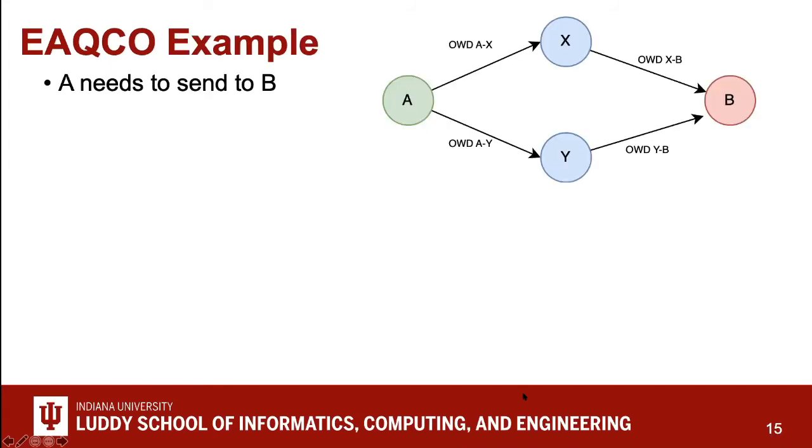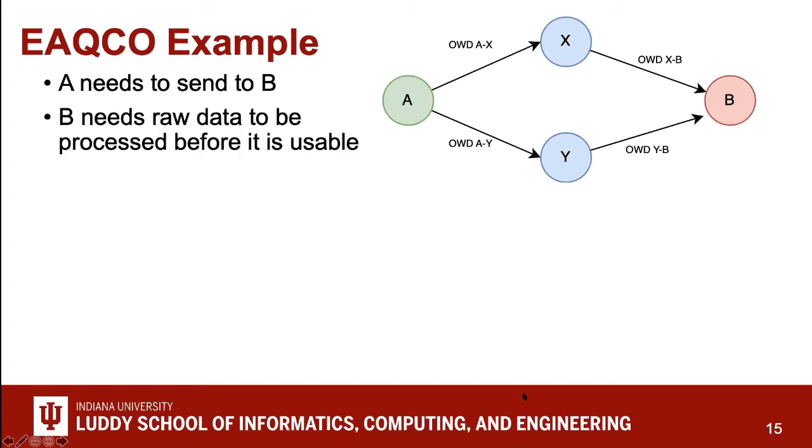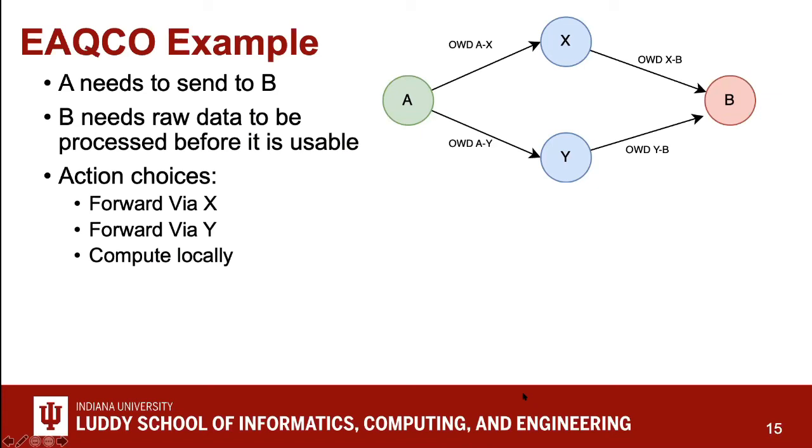So again, we'll go back to our example we had before. A needs to send to B. B needs the raw data to be ultimately processed before it is usable. So the action choices are, again, forward via X, forward via Y, but now A can actually choose to compute locally as well.